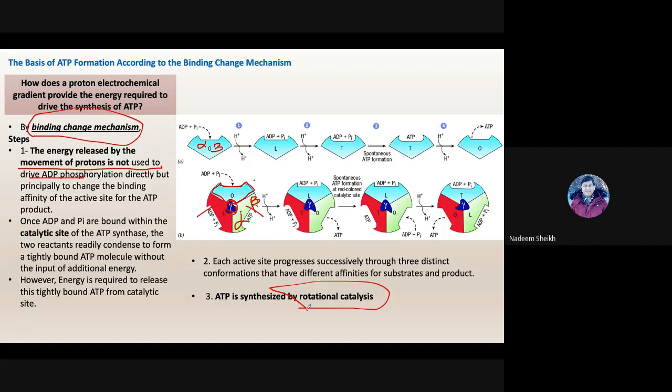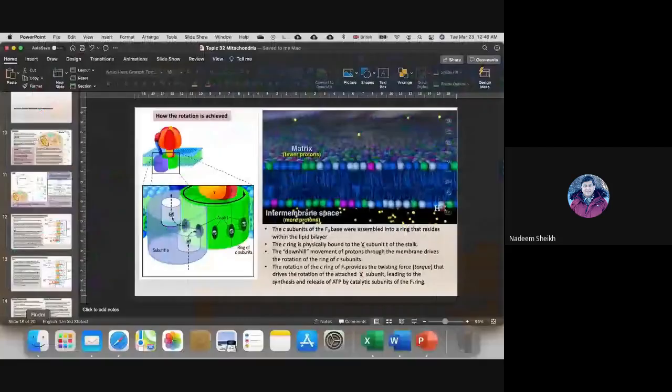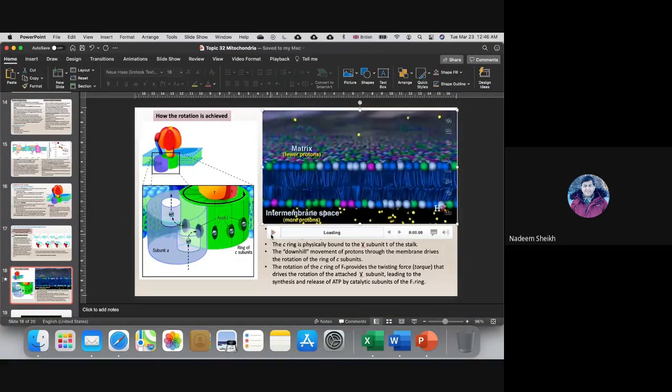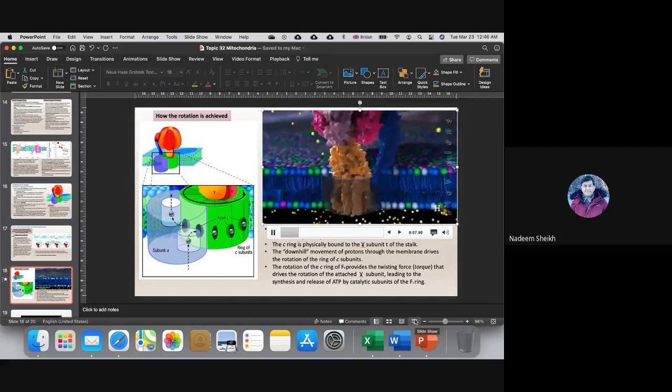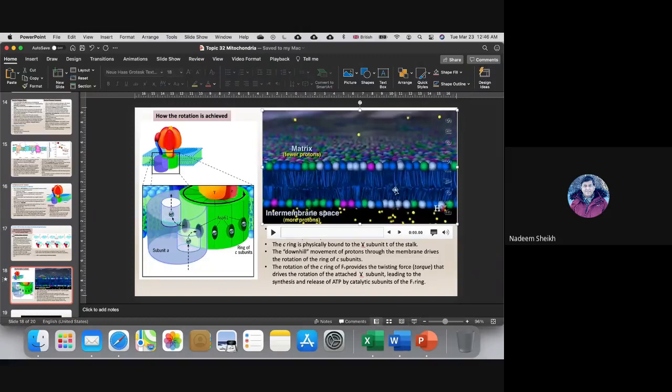Now what is rotational catalysis, or what is catalysis? For rotational catalysis, I hope you have seen this video, but I again want you to focus on this video. Just 1 second. Let me play this. Focus on this F0 particle, which is showing rotation. Focus on this, then I will come to the picture on the left side.